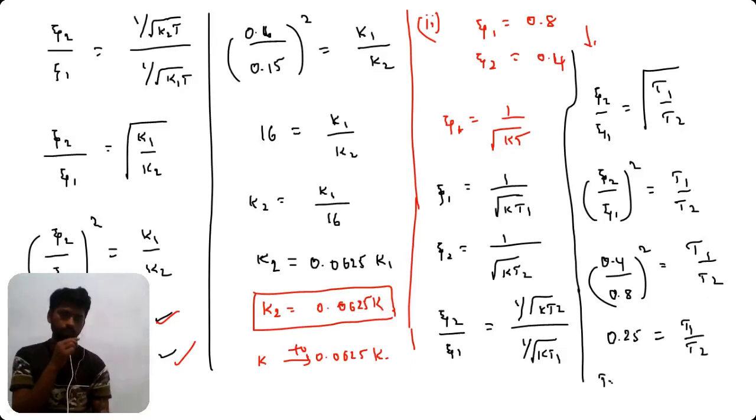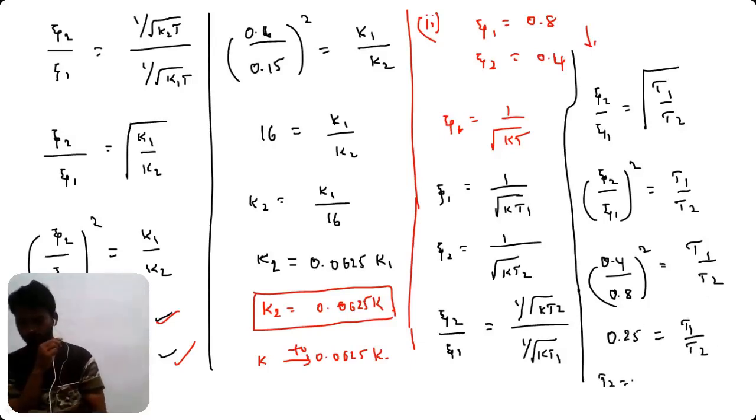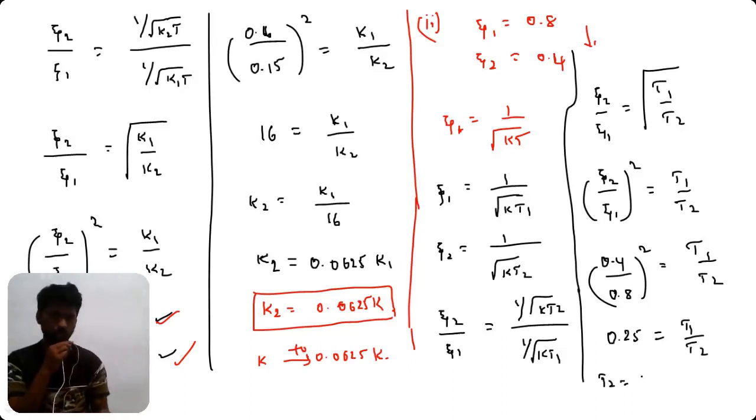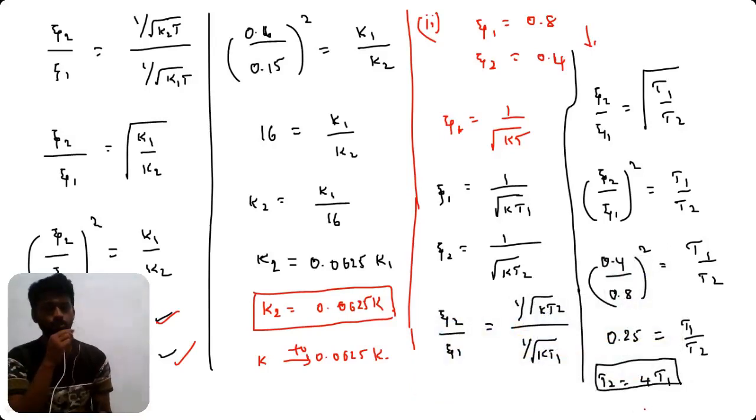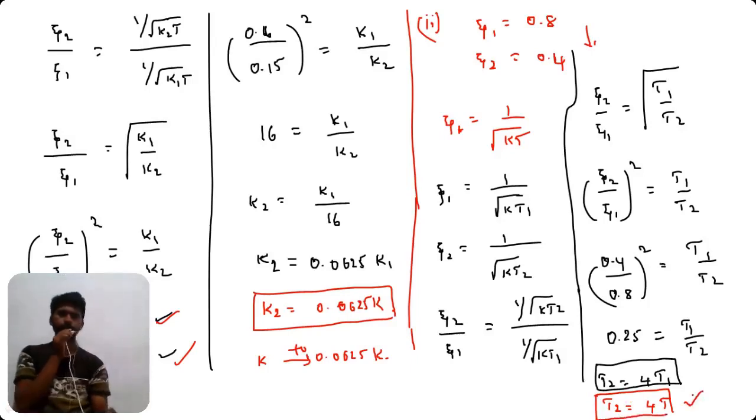Then T2 equals 4 times T1. Here T1 is nothing but T. So if you change the damping factor from 0.8 to 0.4, the time constant must be 4 times the initial time constant T. So this is the answer. Okay, clear?